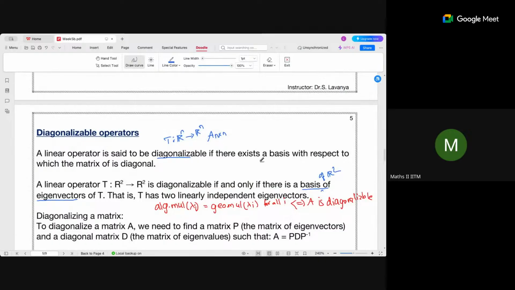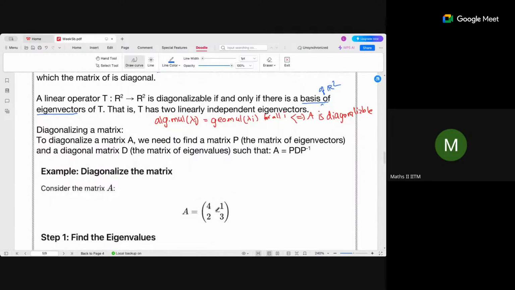Diagonalizable means if you are able to find a basis with respect to which the transformation is diagonal. So what is the condition for diagonalizability? Algebraic multiplicity should be equal to geometric multiplicity. That is the condition for diagonalizability. And how do we diagonalize?